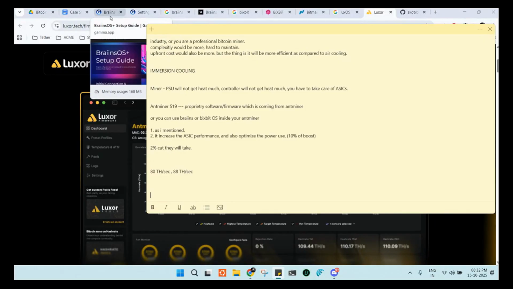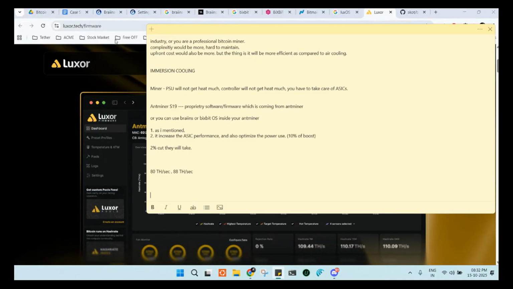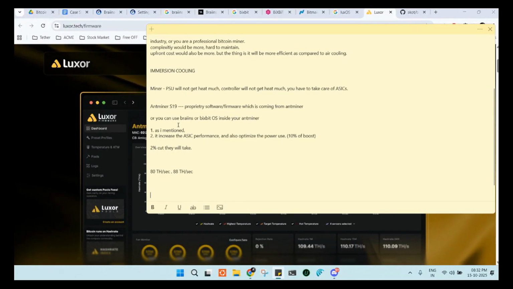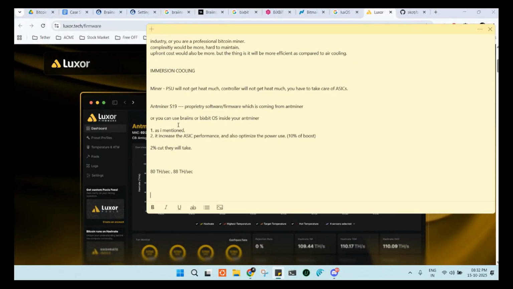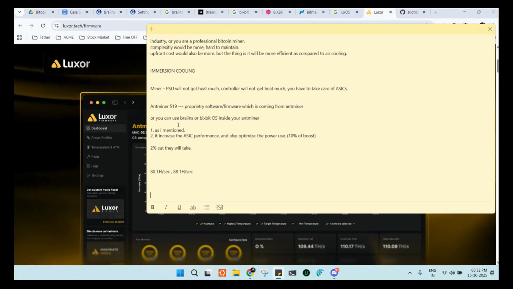And if they have a tie with Brains, take 2% of it. And without any electricity, without purchasing hardware, they will keep getting a 2% cut just for the firmware they have built. So this is a pretty good business.